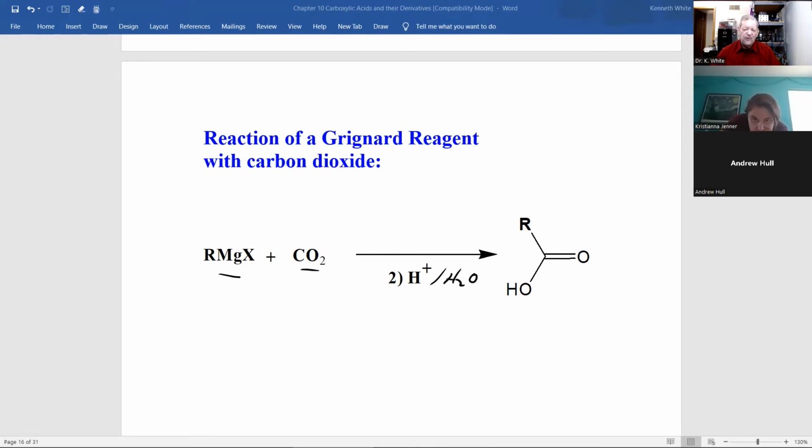And remember the 2 under bracket H plus H2O means after you've run the first reaction, you do a second one by adding acid and water. And what do we have here? What's different? Ooh, magnesium iodide on this carbon. It's a Grignard. And X can be chlorine, bromine, or in this case, iodine, plus CO2, carbon dioxide.